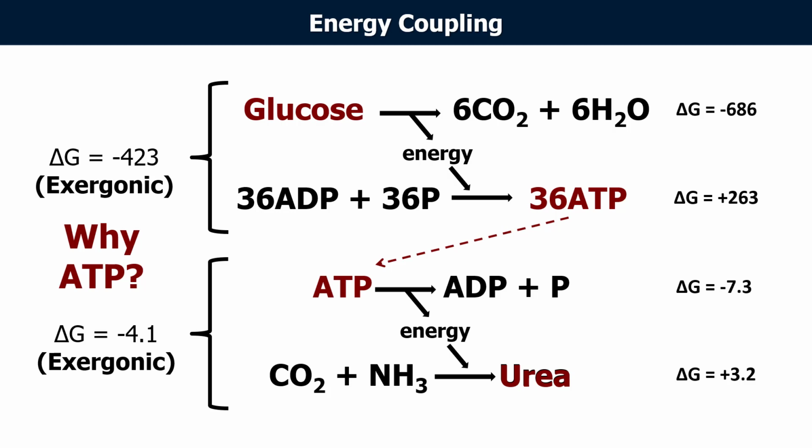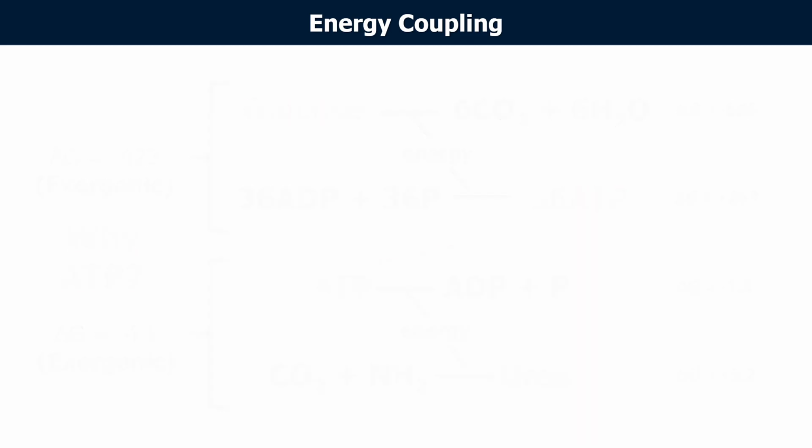Why not just let the energy come out of the glucose and funnel directly into the formation of urea? Why not let glucose breakdown directly fuel urea formation? In this example here, we took it out of the glucose and put it into a middleman. We put it into ATP, only to then take it out of the ATP and put it in the urea. So we want to ask the question, why ATP? Well, first thing we need to do is figure out what ATP is exactly.